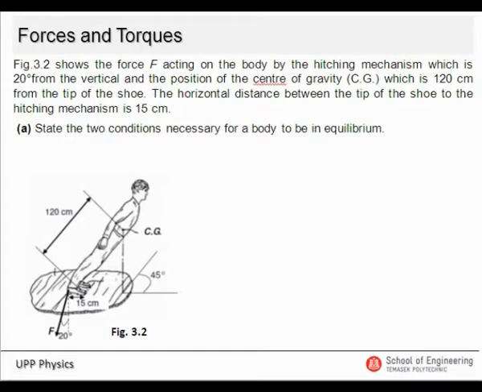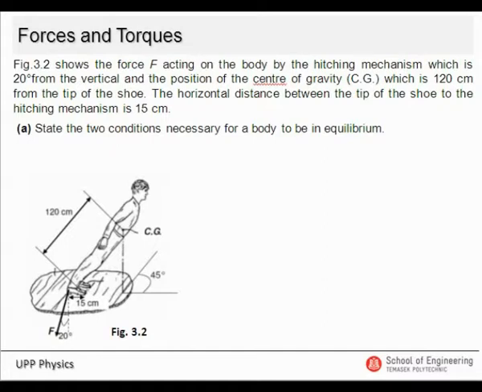Figure 3.2 shows the force F acting on the body by the hitching mechanism, which is 20 degrees from the vertical, and the position of the center of gravity, CG, which is 120 cm from the tip of the shoe. The horizontal distance between the tip of the shoe to the hitching mechanism is 15 cm.